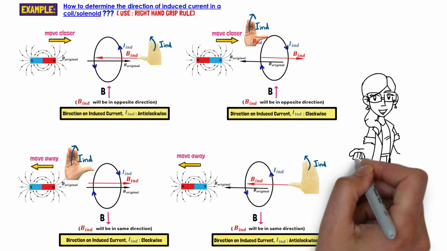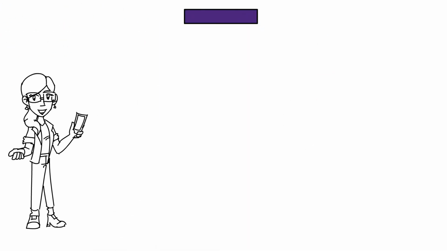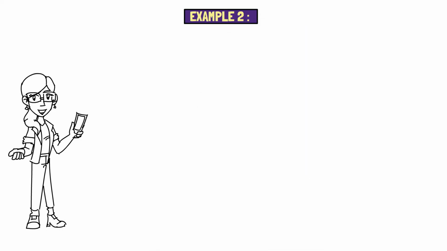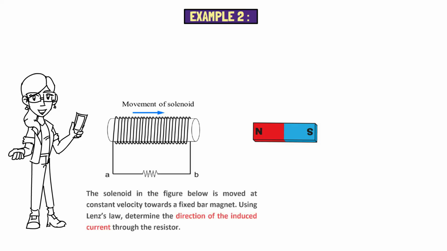So kita nak tengok pula example yang seterusnya. Example yang kedua berkaitan dengan solenoid. Okay, so here we have a solenoid and we also have a magnetic bar. So let's try to read the question first. So the solenoid in the figure below is moved at constant velocity towards fixed bar magnet. So this time bar magnet is not moving, but the solenoid is moving closer to the magnetic bar. Alright, so determine the direction of the induced current through the resistor.